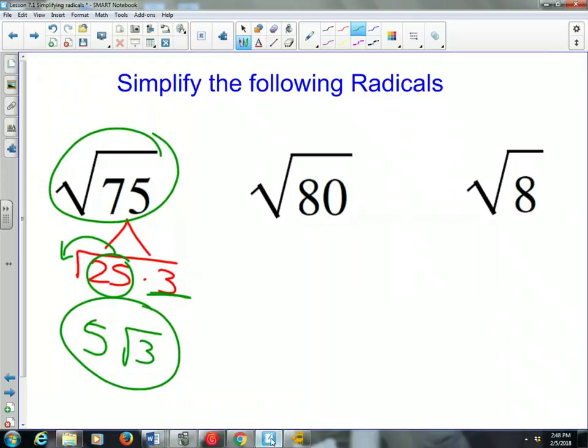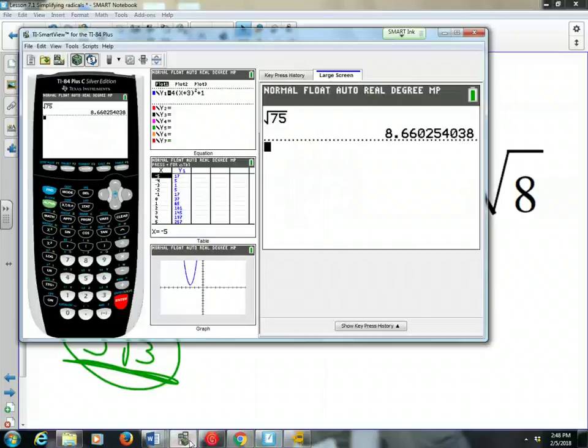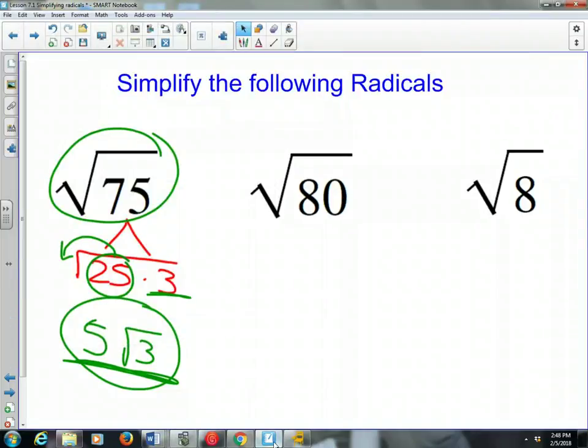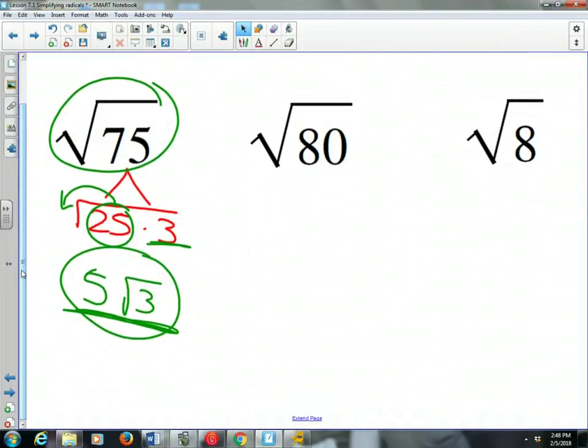They're the same numerical value. However, 5 root 3 is reduced, where root 75 is not. So I want you to answer as 5 root 3. I'll prove that to you in our calculator that these two are the same numerical value. 5 times the square root of 3 is also 8.6602540338. Look at that, isn't that something? So as you can see, they are the exact same thing. It's easier to work with reduced radicals though.